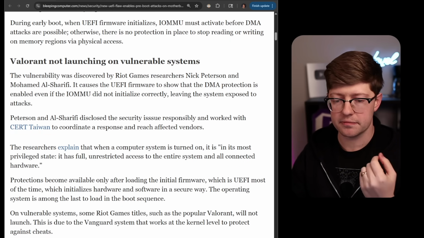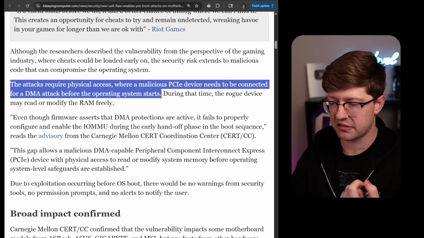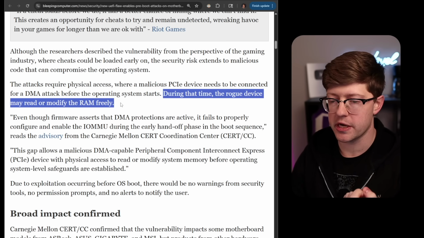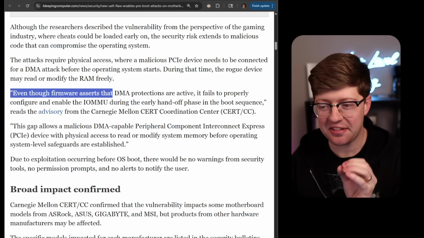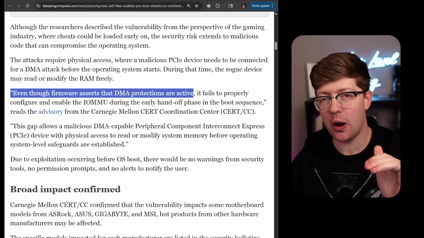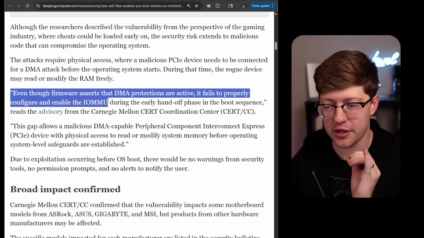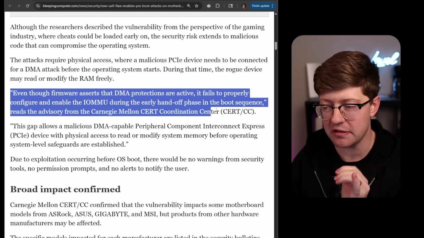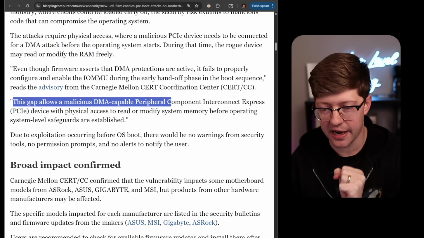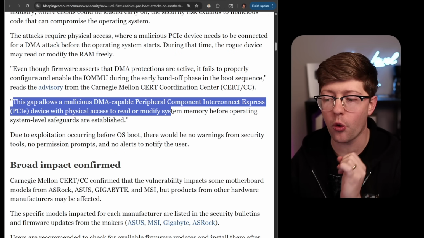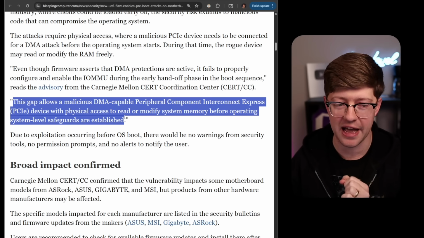Well, again, the vulnerability here: the attack requires physical access, for malicious PCI devices need to be connected for a DMA attack before the OS starts. During that time, the rogue device may read or modify the RAM freely. So what is the bug? Even though the firmware asserts that DMA protections are active, meaning the IOMMU is configured and blocking, it fails to properly configure and enable the IOMMU during the early handoff phase in the boot sequence. This gap allows a malicious DMA-capable PCI device with physical access to read or modify system memory before operating system level safeguards are established.